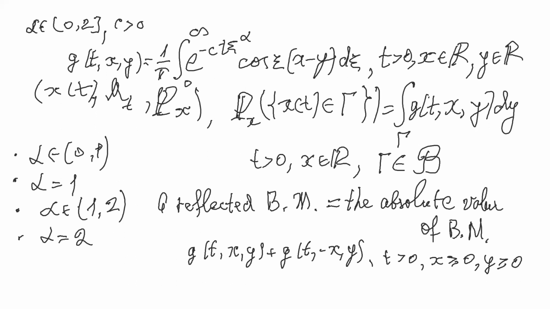Is it possible to describe the absolute value of alpha stable process in a way similar to that description valid for Brownian motion? And I would like to formulate my very old result, a result of 1997, but I have first to introduce some notation.